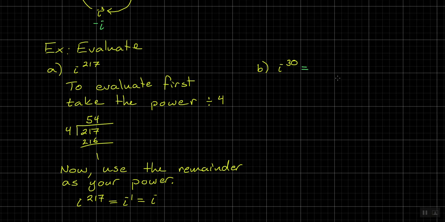Is there a remainder when you do 30 divided by 4? Yeah. What's the remainder? 2. So this is 2 mod 4 is the language we would use, but the remainder is all we need. What's i squared? We're done. That easy. Okay. One more, or are we good on that?